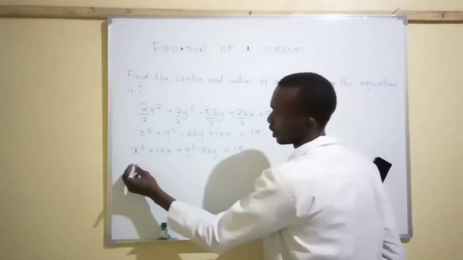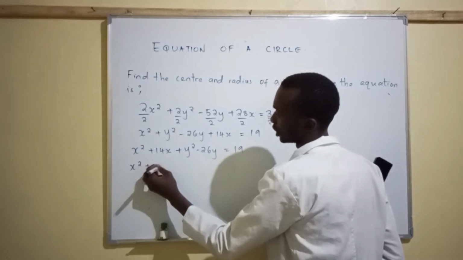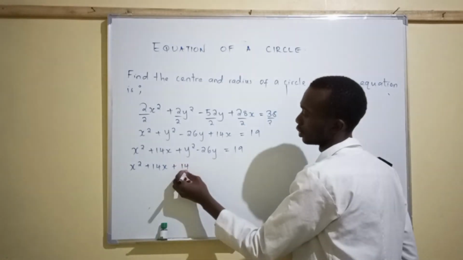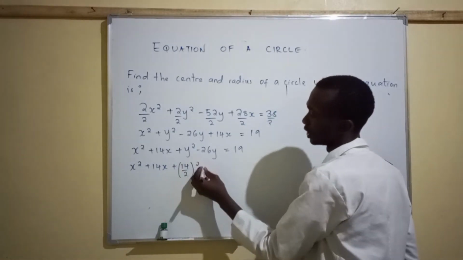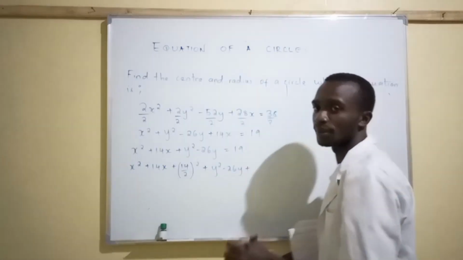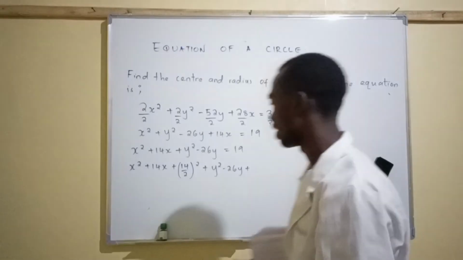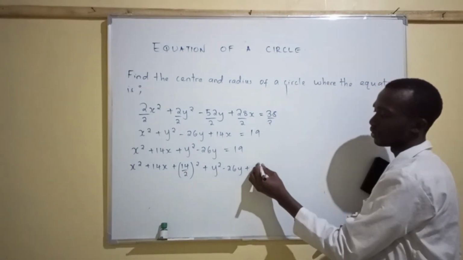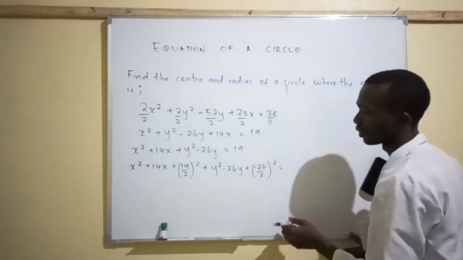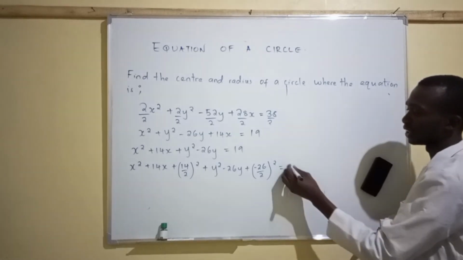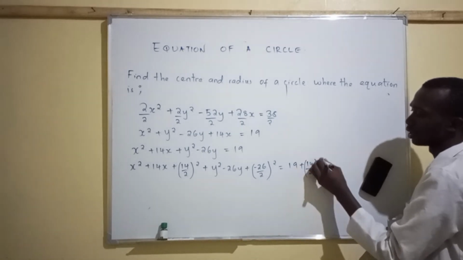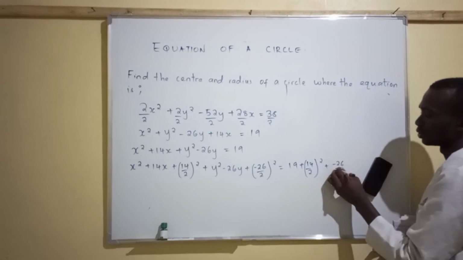Now the next one, x² + 14x plus a half of the coefficient of x, which is (14/2)², then plus the second part, which is y² - 26y plus a half of the coefficient of y, which is negative 26, (-26/2)². This is equal to, whatever was done on the left hand side must be done on the right hand side, 19 + (14/2)² + (-26/2)².